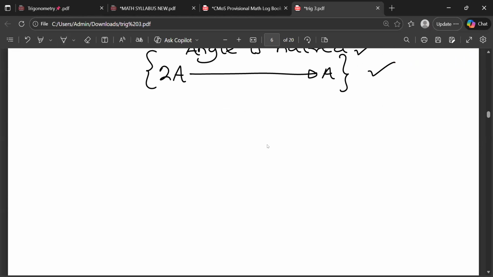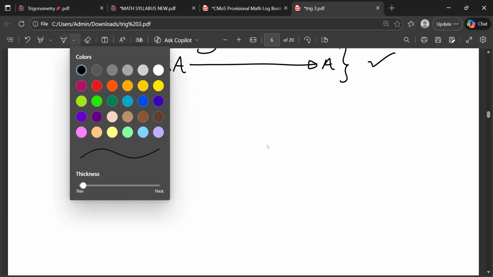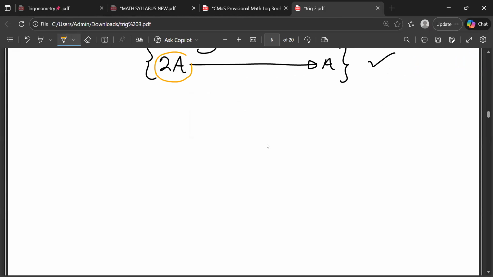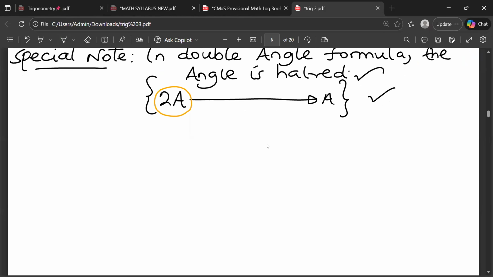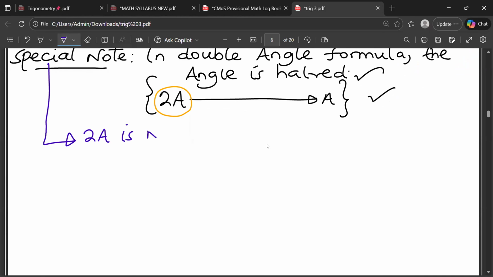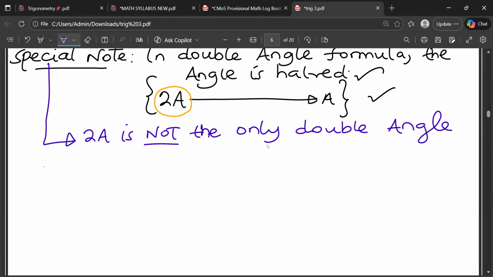Because it's not a must that in double angle they always give you 2a. No, anything can be a double angle, anything. So it's not only 2a that is a double angle, anything else can be a double angle. So another note: is not the only double angle.